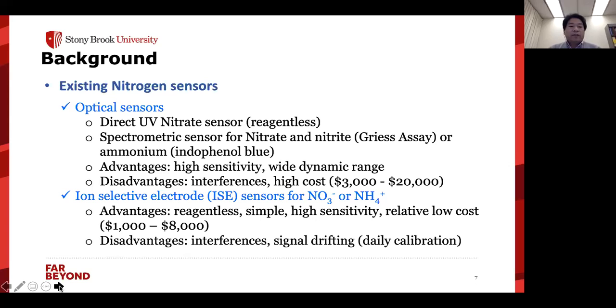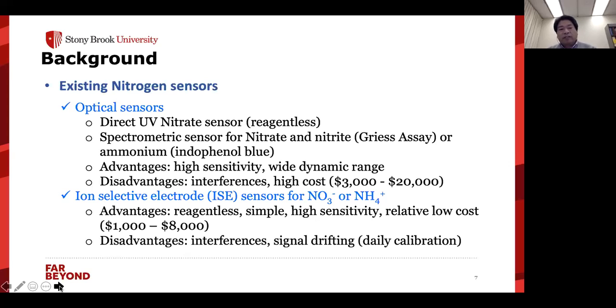Another group of sensors is based on the ion selective electrode for nitrate or nitrite or both. The advantage of this kind of sensor is low cost, relatively low, in the range of $1,000 to $8,000. So this is the advantage, but the disadvantages are interference and signal drifting.